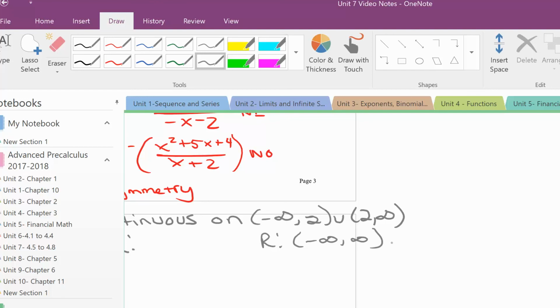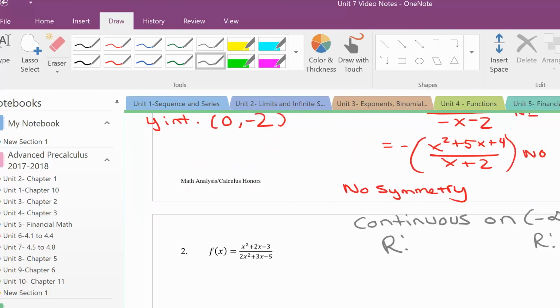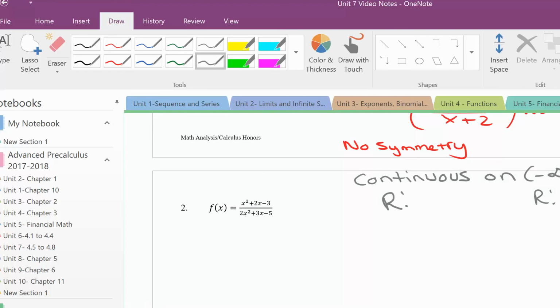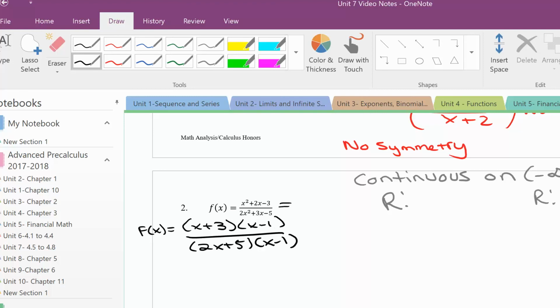All right, so that's the first one. Moving on to number 2. So when we factor number 2, it factors to x plus 3 times x minus 1 over 2x plus 5 times x minus 1. So right now you could do the domain. The domain is negative infinity to negative 5 halves, union negative 5 halves to 1, union 1 to infinity.